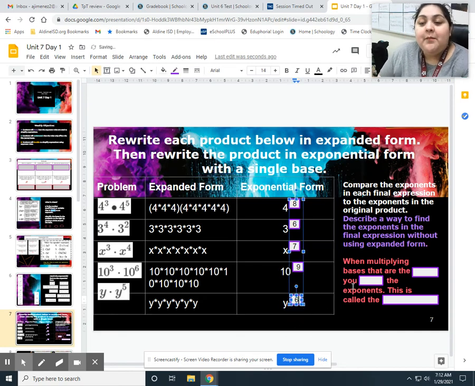Right. So it says compare the exponents in each of the final expressions to the exponents in the original product. Describe a way to find the exponents in the final expression without using the expanded form. So how could we have bypassed this? 3, 5, and then it became 8. 4, 2, and then it became 6. 3, 4, and it became 7. 3, 6, and it became 9.